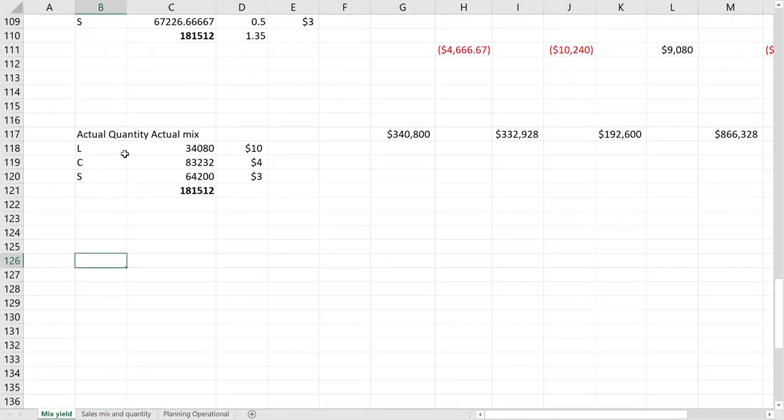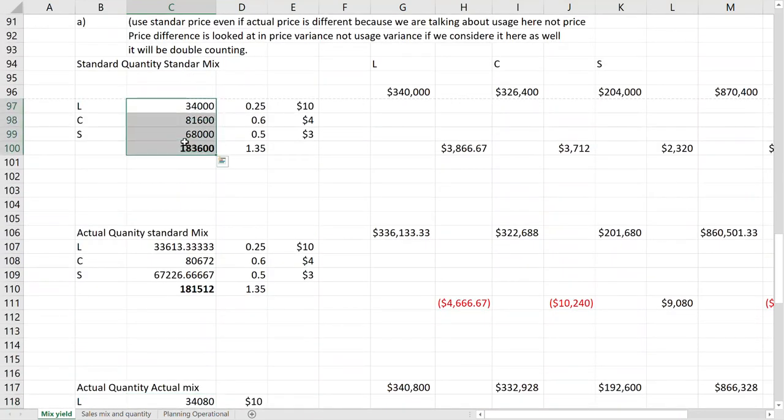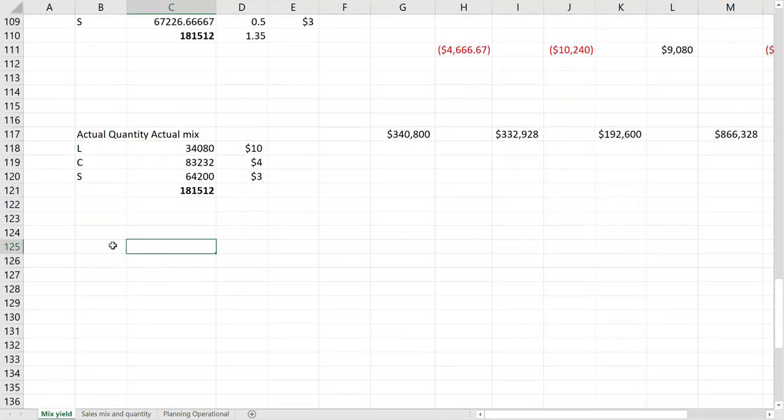Didn't we look at the actual quantity? We looked at actual quantity, and we looked at standard quantity. If you remember, material usage variance was, because there are three materials, I'm going to do it for all of them separately. For 136,000 units, we should have used 0.25 kgs. In 136,000 units, we should have used 0.60 kgs. In 136,000 units, we should have used 0.50 kgs.